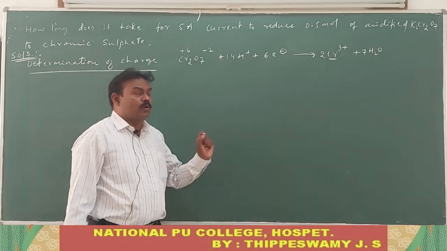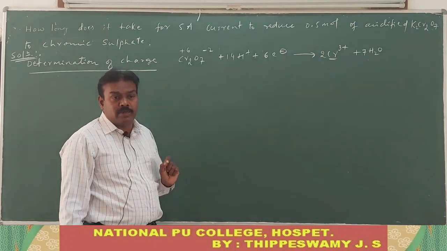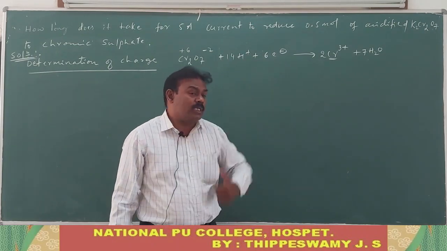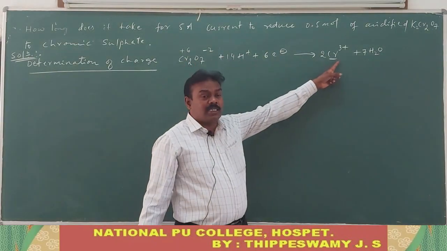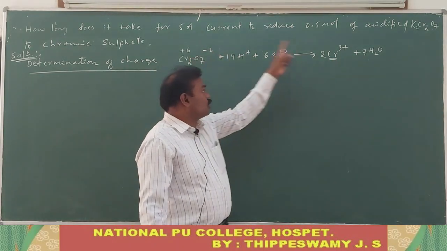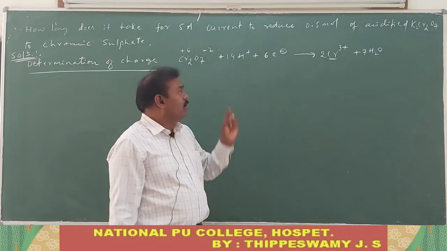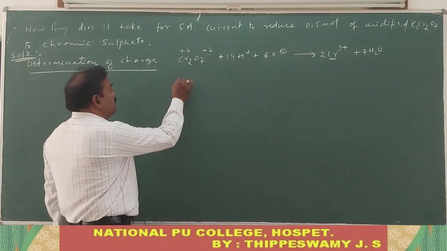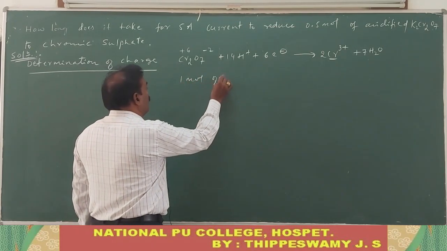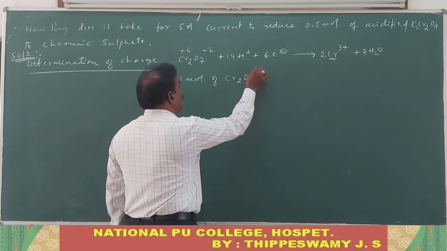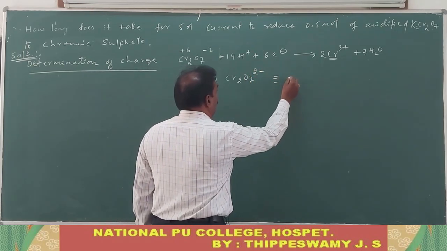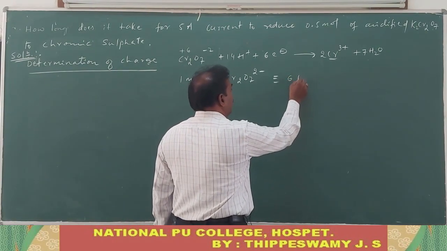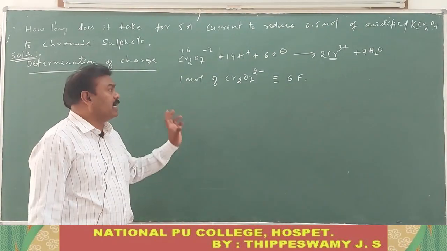Now here, per atom 3 electrons are required. Therefore, for 2 atoms, how many electrons are required? Because plus 6 is converted into plus 3, during the conversion 3 electrons are required per atom. For 2 atoms, 6 electrons are required. So this is regarding 1 mole of potassium dichromate, or one mole of Cr2O7 2- ion, which corresponds to 6 moles of electrons, which can be written as 6 Faraday of electricity.